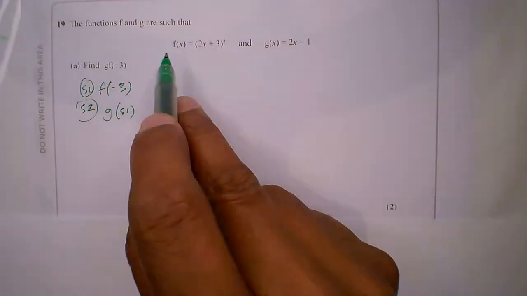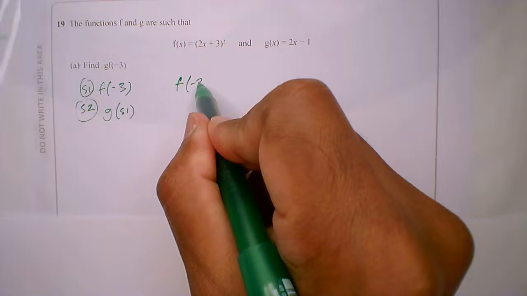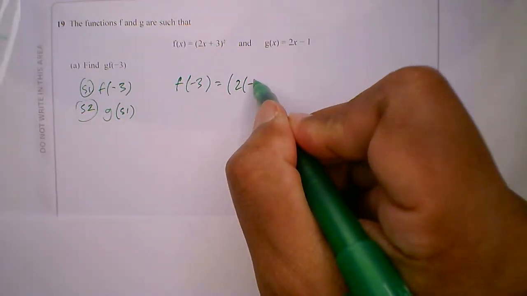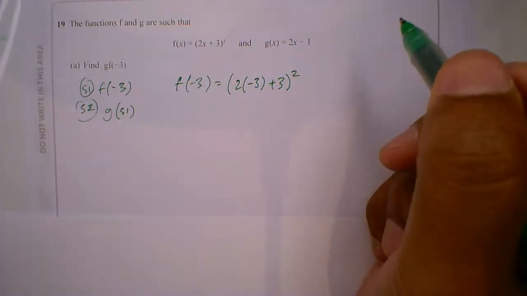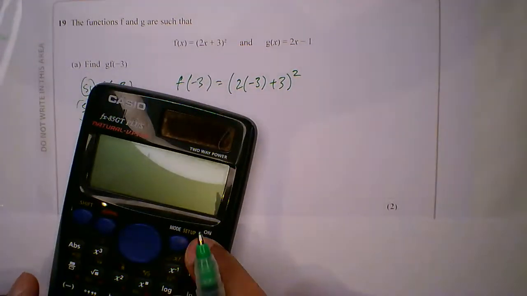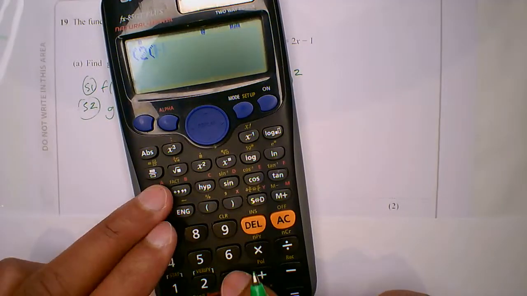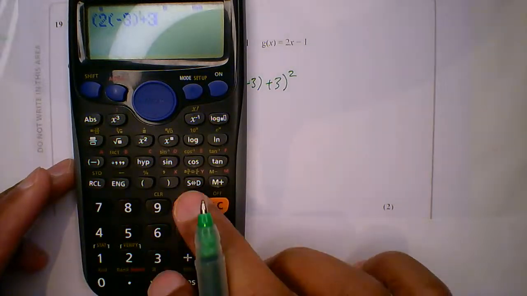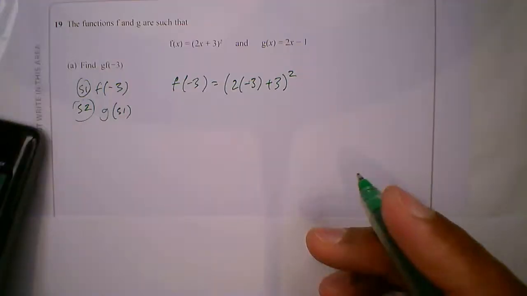So f of minus 3 equals 2 brackets minus 3 bracket plus 3 all squared. Put that into our calculator: bracket 2 bracket minus 3 close bracket plus 3 close bracket squared. That gives us 9.